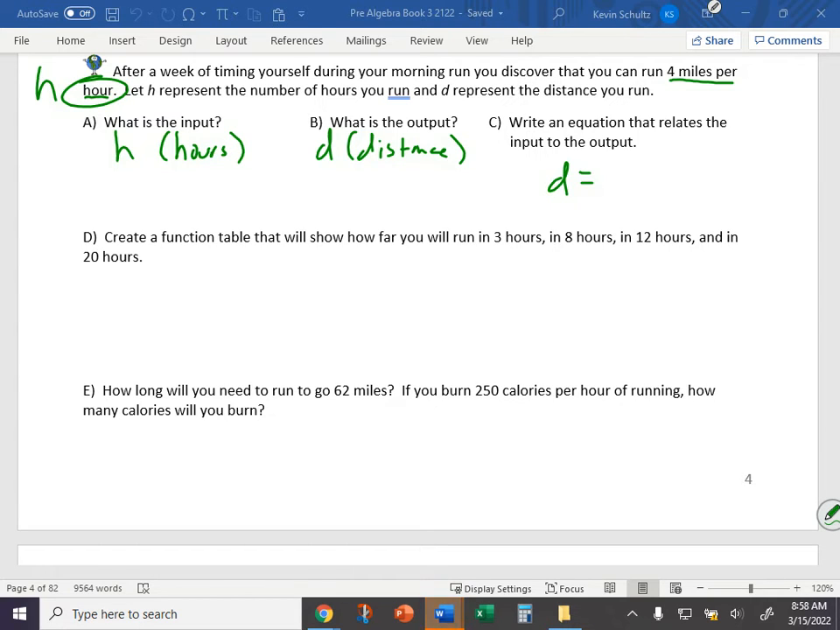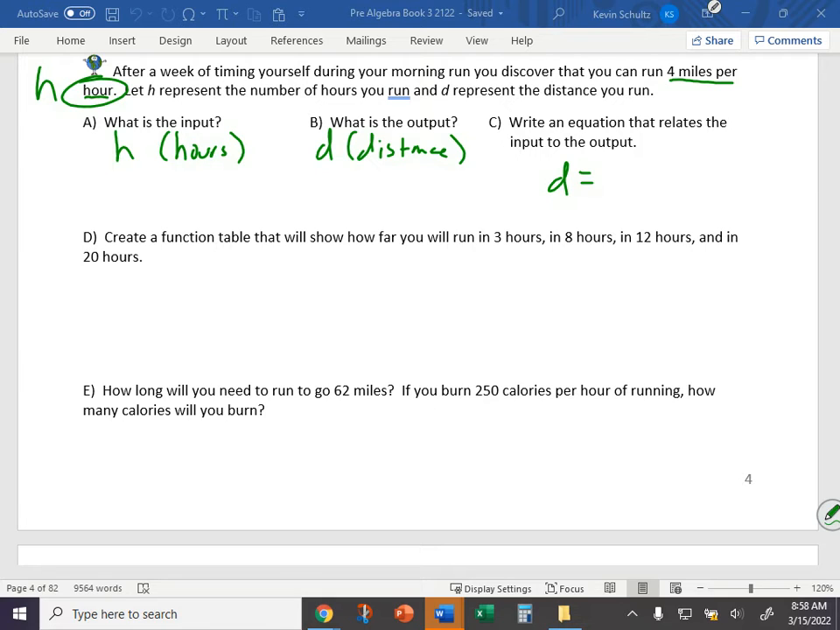John? 1 divided by 4. Not 1 divided by 4. Camille? Is it like 4 plus like D, like distance? No. What does the word per mean? What operation does the word per mean?